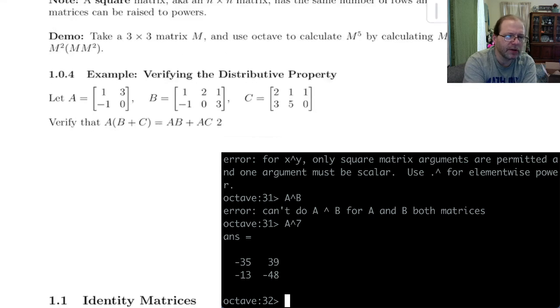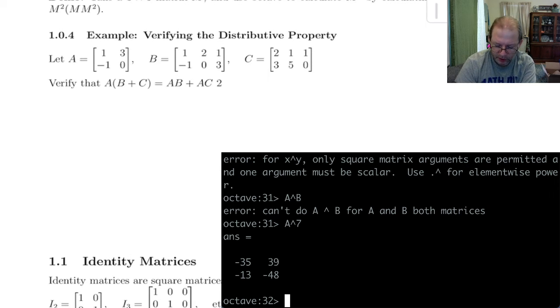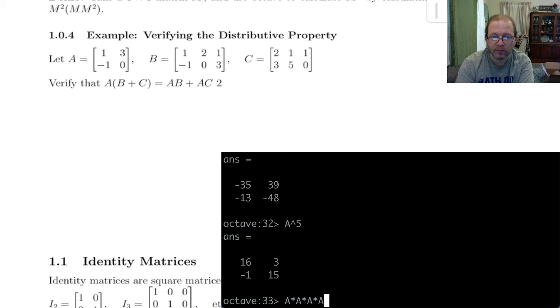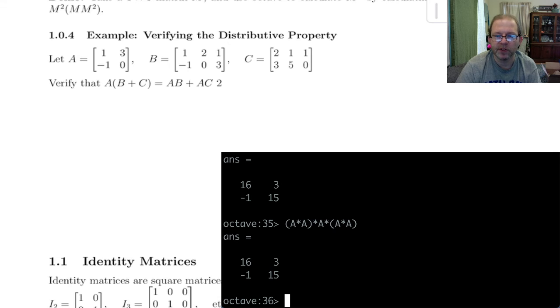One other thing I want to mention is that if you have a square matrix, raising it to, say, the 5th power is the same thing as multiplying it out 5 times. The associative property says that we could divide this up however we want. I'm not sure how Octave does this. My guess is it probably goes left to right in general. But it doesn't matter. If we force it to do certain things first, it's going to give us the same answer.